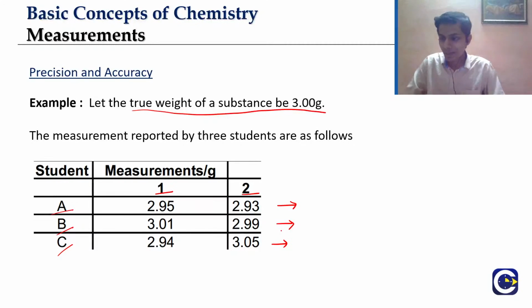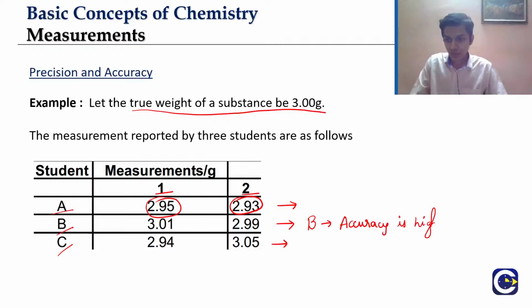Maybe I'll give you 10 seconds. Just think over it and tell whether these two values are precise. Student B is accurate. Very good. Yes, B's accuracy is high. What about precision?